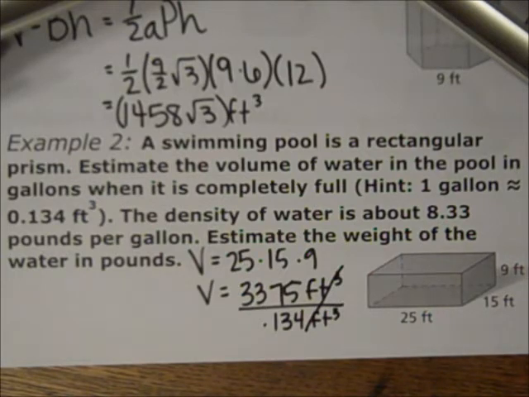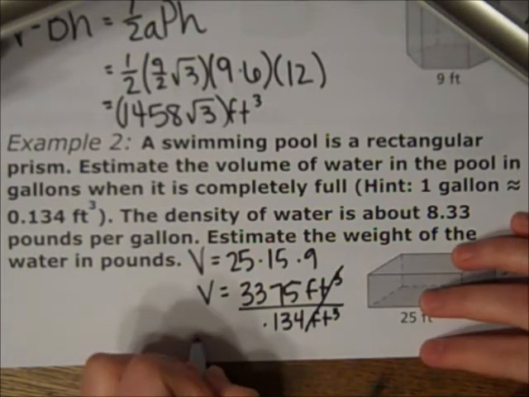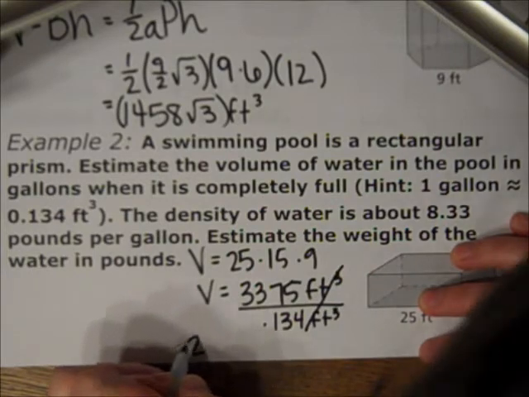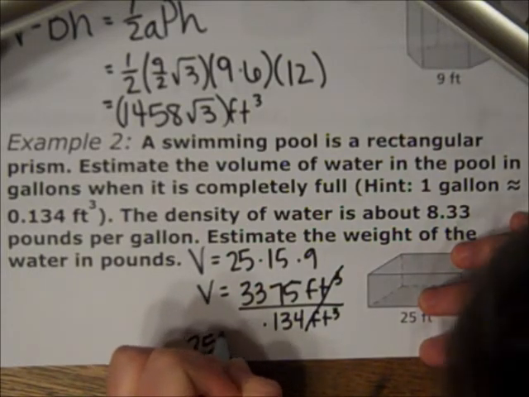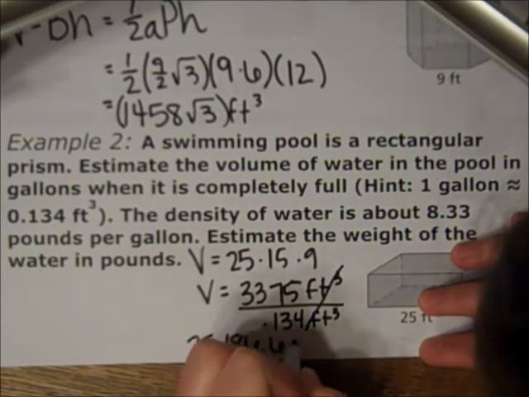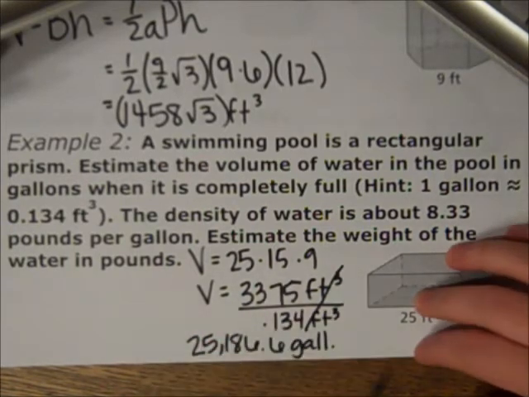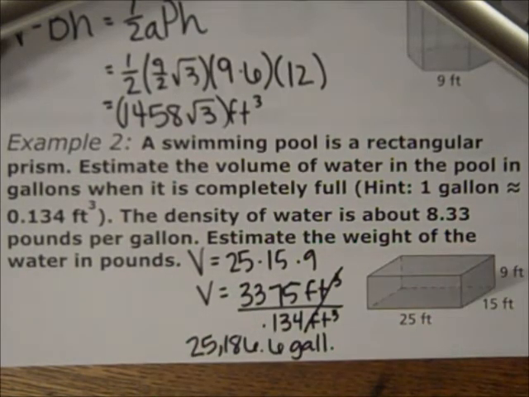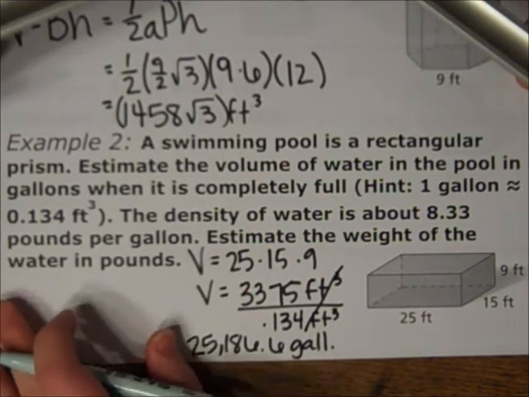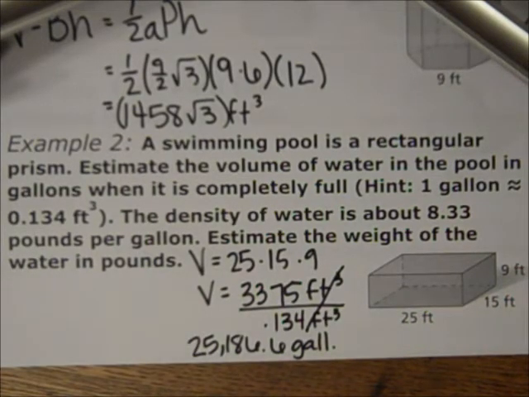So that would be, ooh, that's a lot, 25,186.6 gallons of water. That takes a lot of water to fill up a swimming pool. Okay, moving on to the next part.